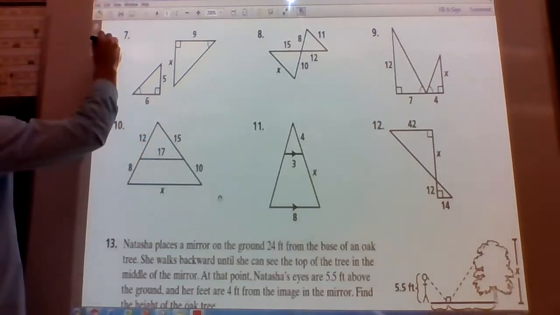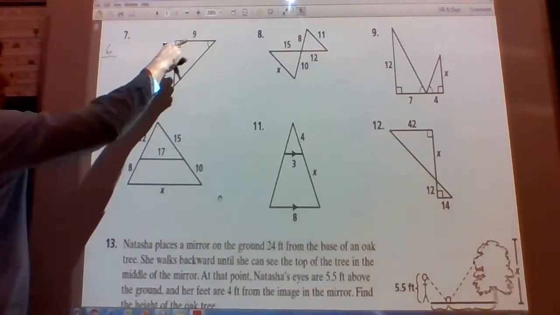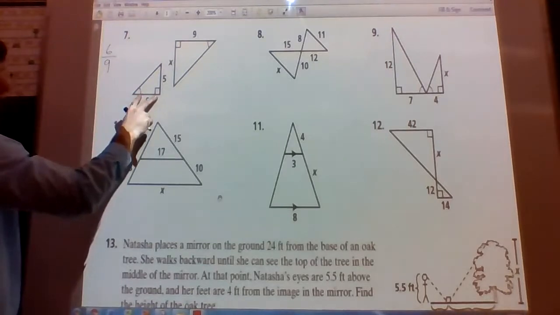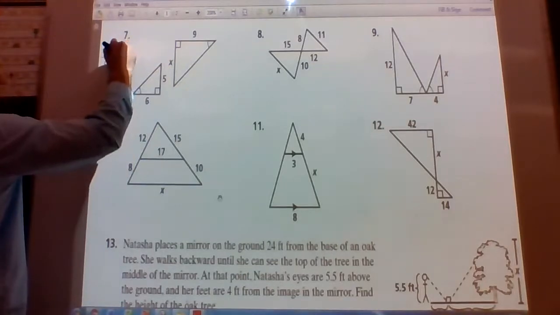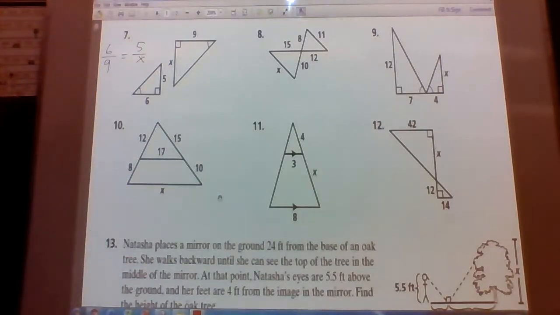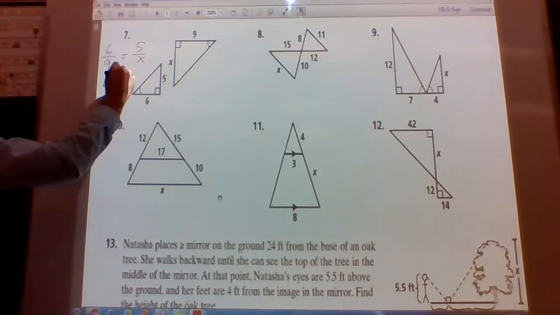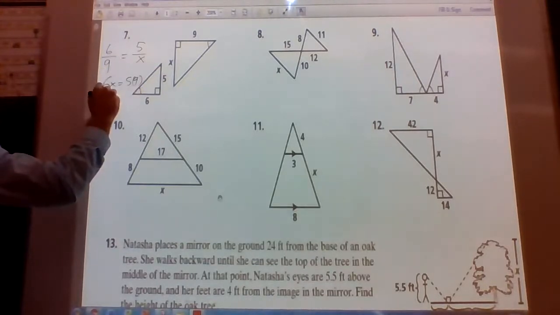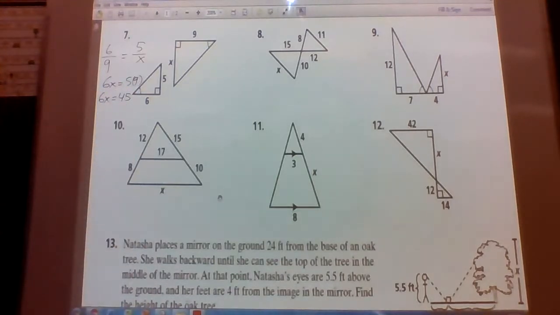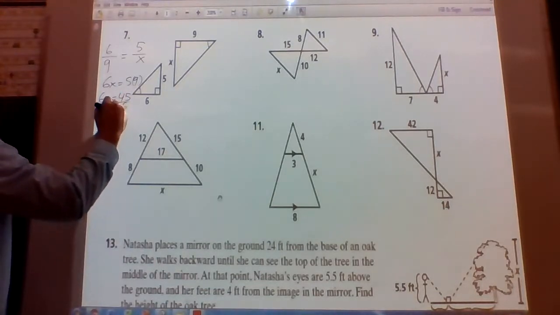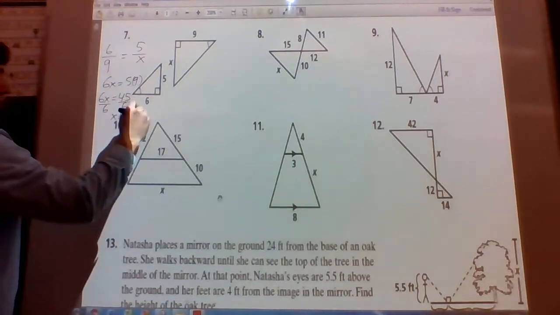This side is going to correspond with the side with the 9 because it's between two angles here. Okay, and then this side and this side, so 5 to x. Cross multiply, 6x equals 5 times 9, 6x equals 45. Okay, divide by 6, x equals 45 over 6.